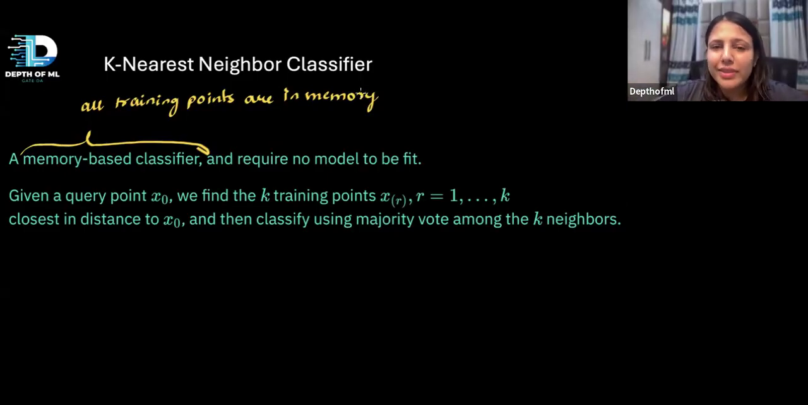Obviously, K is one thing, but you don't learn it as a part of the training process. So there is no training involved here. No training involved. So all your data points are basically your model.